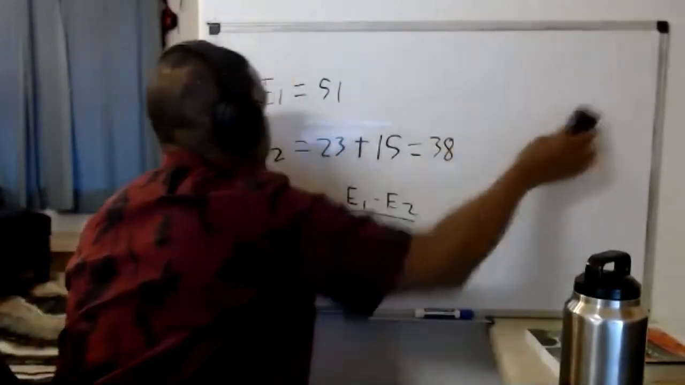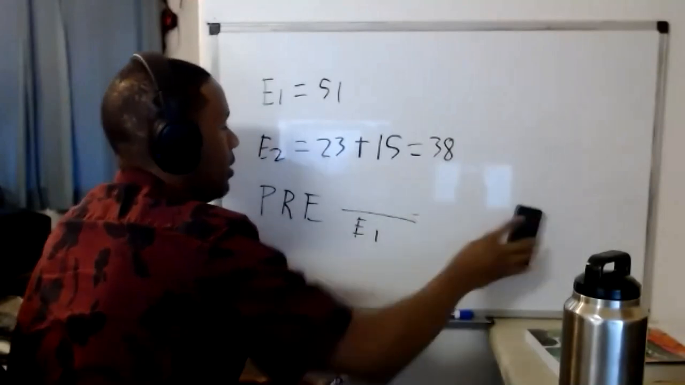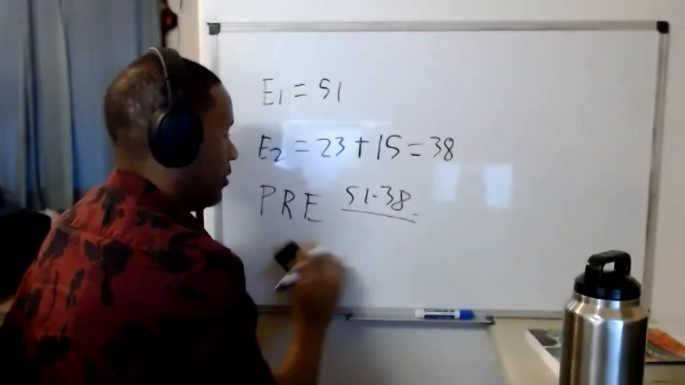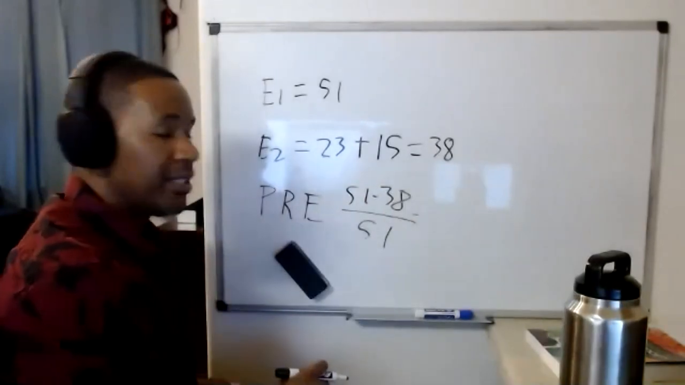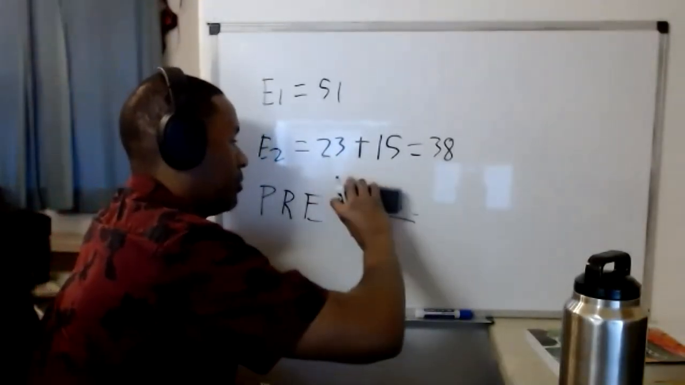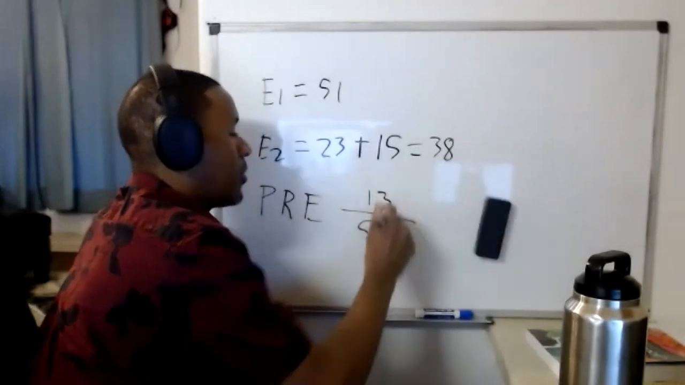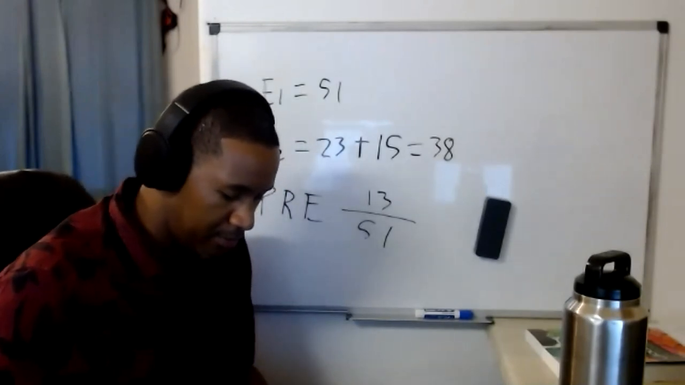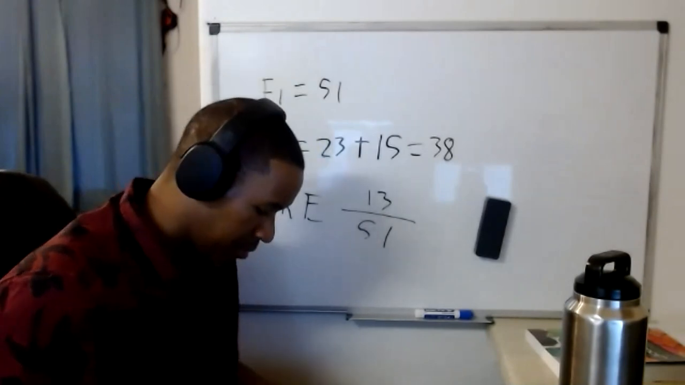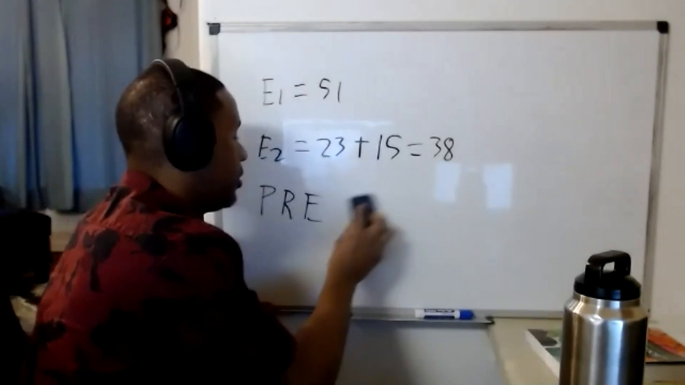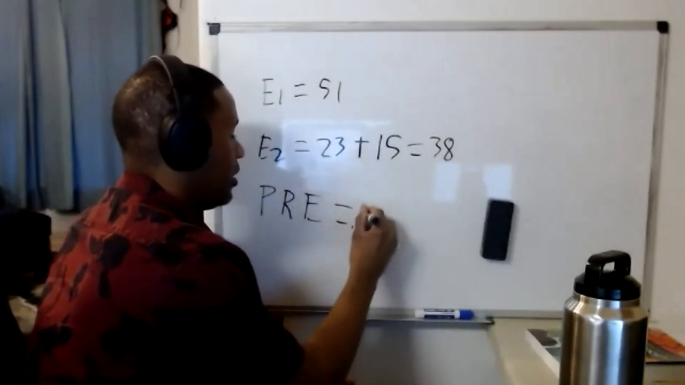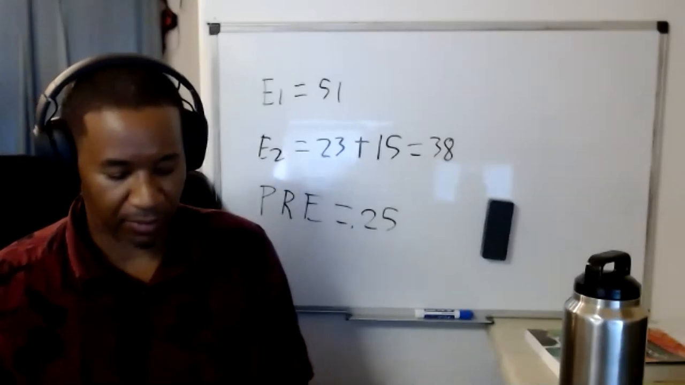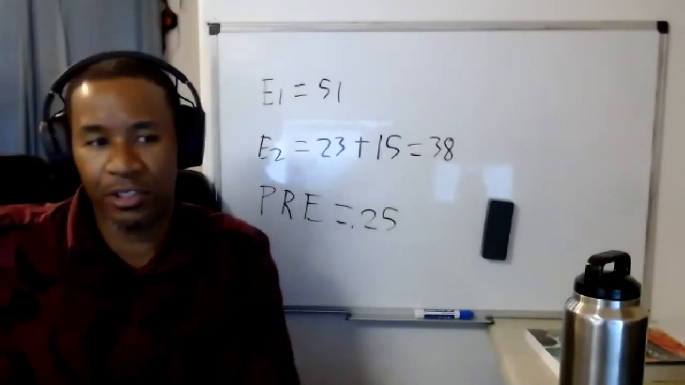All right, cool. So let's go ahead and do that together. So we know that E1 is 51 minus 38. And E1 is again 51. So we do 51 minus 38, which gives us 13, right? Divided by 51 gives us, I guess, 0.25, right? 0.2549. All right, so we'll just go with 0.25. So the PRE, proportional reduction of error, is equal to 0.25. Now that tells us how well the independent variable predicts the value of the dependent variable. It tells us the strength of the relationship.